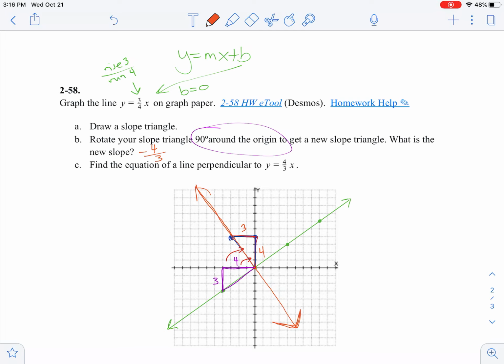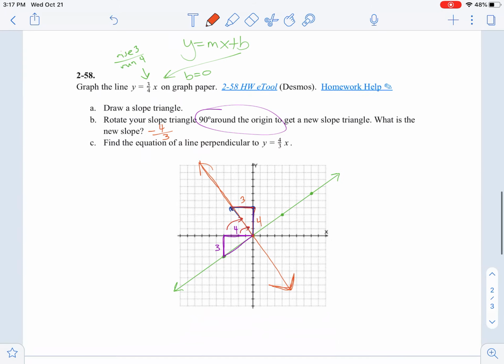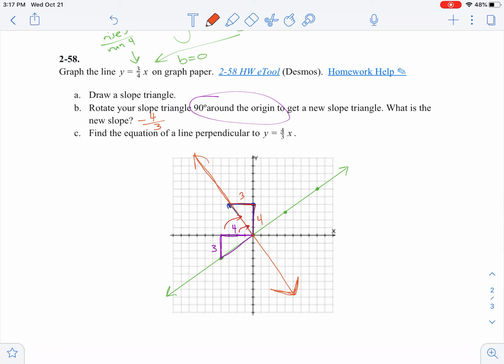This was section 1.5.2.5. I feel like there's something wrong inside of this problem here. All right. No, there's nothing wrong with that 4/3 x. Okay. So now for part C, to find the equation of a line that's perpendicular to 4/3 x.